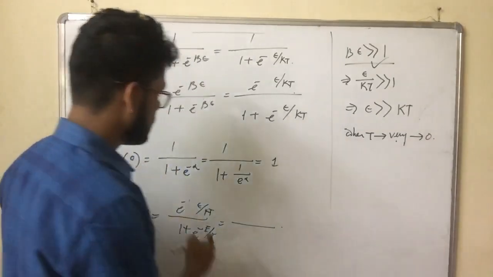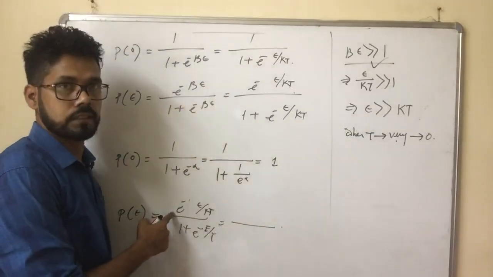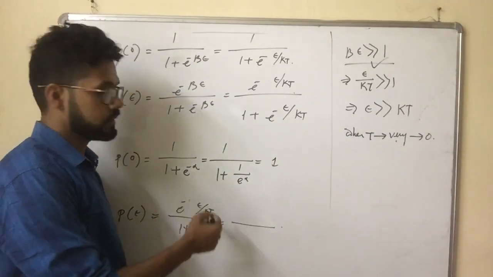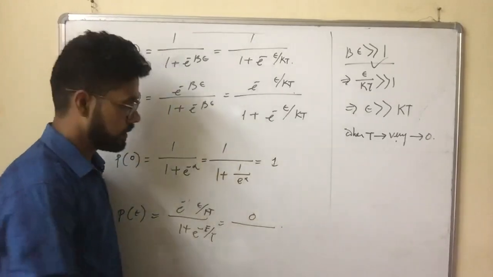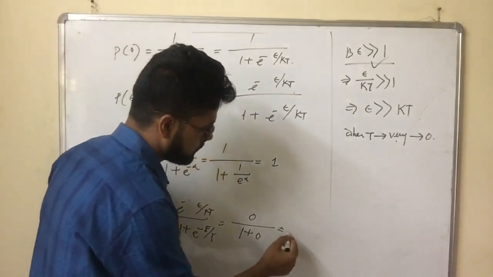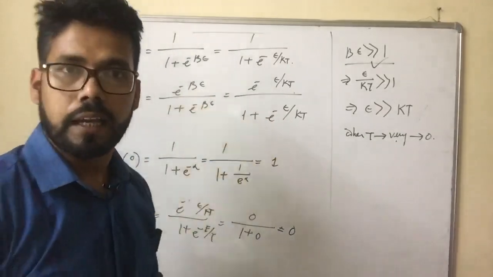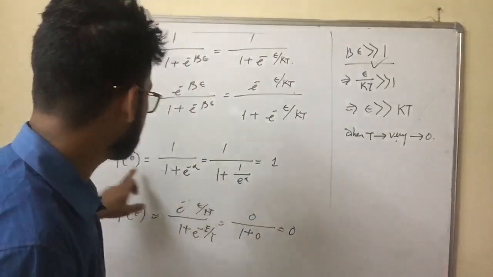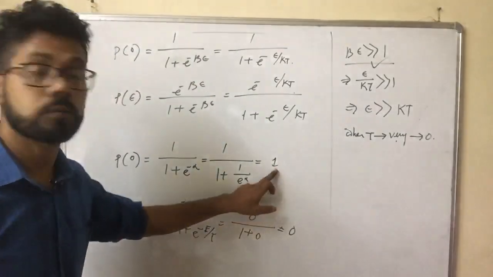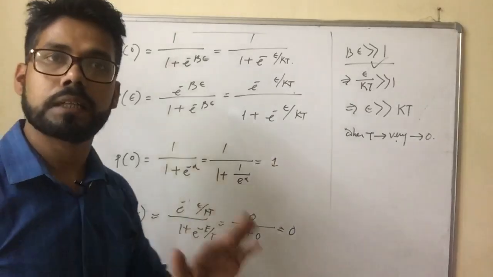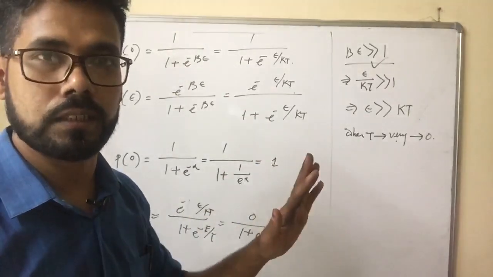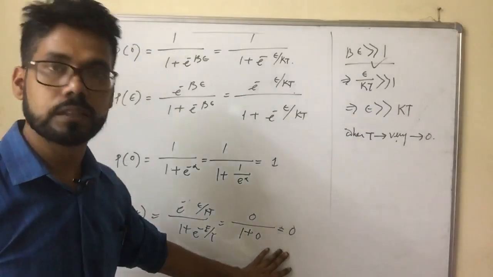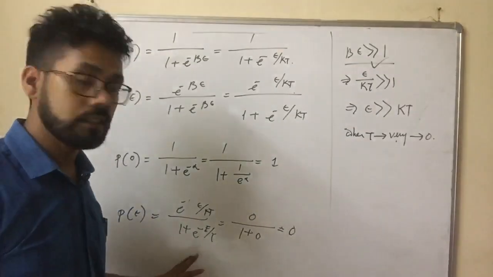So what happens when t tends to 0? e to the power minus infinity is 0, so 1 plus 0 gives 1. You can verify this because in the P0 state we are getting probability one, so the rest of the states must be 0. This is the logic. And we are also getting probability 0 for the higher energy state.